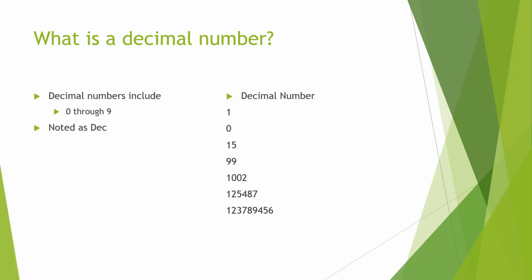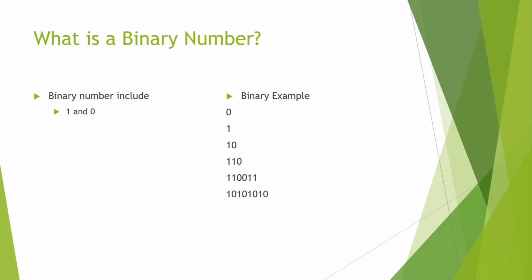So decimal are numbers represented between 0 and 9, noted as decimal or dec. That's the numbering system we're most familiar with. The nice thing with decimal is it can represent all numbers. 1, 0, 2, 5, 20, 30, a million, it doesn't matter. All numbers can be represented as decimal numbers. Binary numbers can also represent all other numbers.